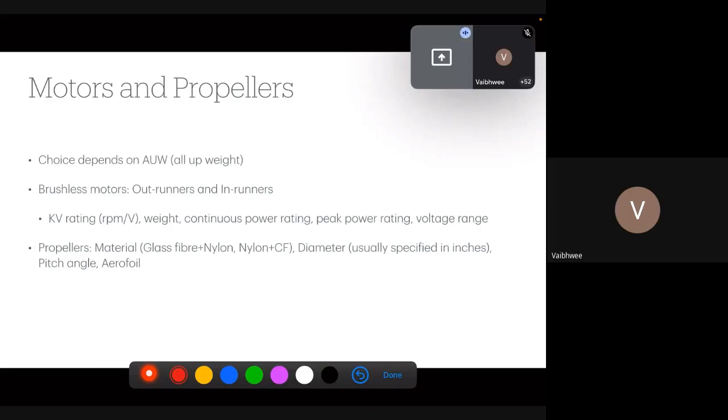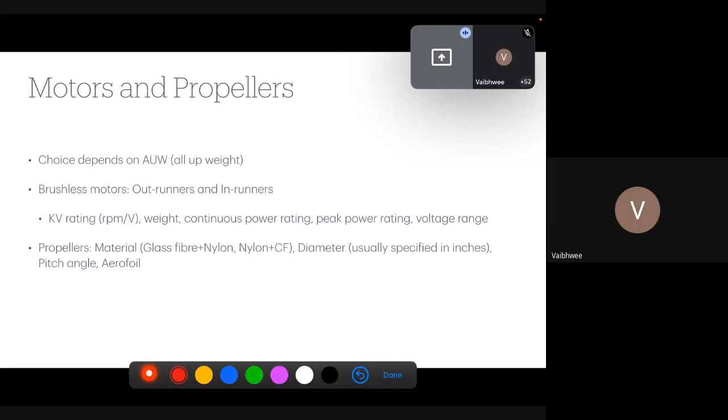Now there are two types of brushless DC motors that are used: the outrunners and inrunners. Of these, outrunners are pretty popular, and if you see a motor, you would see that there is something known as a kV rating. You would see motors written as 1000 kV or 2200 kV or 480 kV and so on.